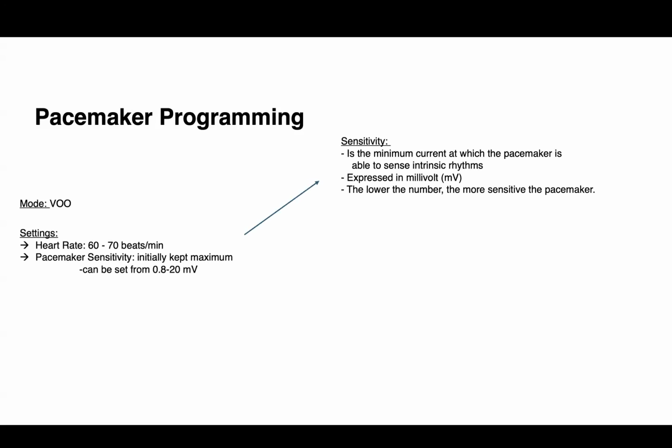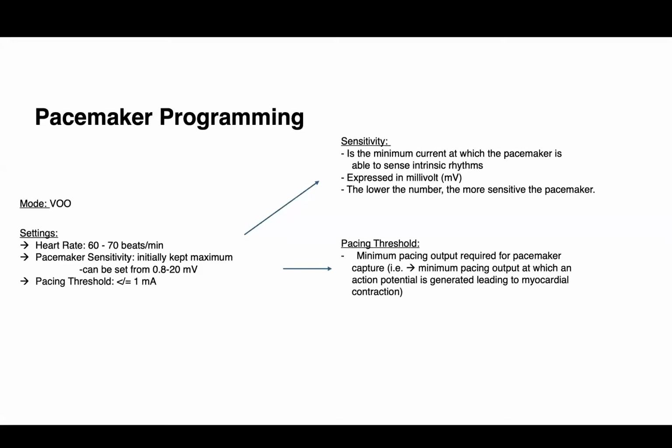When you mention pacemaker sensitivity, they can ask you the definition of it. So sensitivity is the minimum current at which the pacemaker is able to sense intrinsic rhythms. It is expressed in millivolts. So the lower the number, the more sensitive the pacemaker. Then you have pacing threshold. It has to be lesser than or equal to 1 milliampere. Pacing threshold is the minimum pacing output required for pacemaker capture, meaning the minimum pacing output at which an action potential is generated leading to a myocardial contraction.